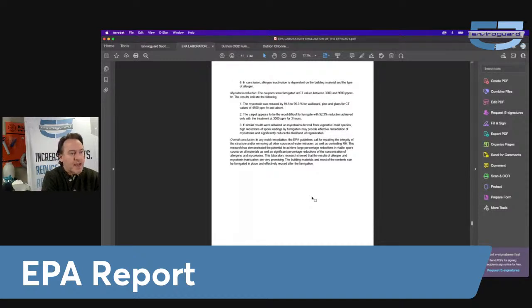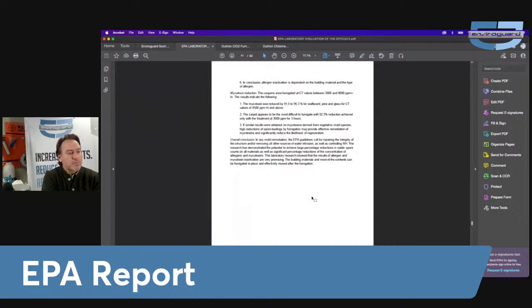The mycotoxins were reduced by 91.5 to 96.3% for wallboard, pine, and glass for CT values of 4,500 parts per million hours and above. The carpet appears to be the most difficult to fumigate, with 92.3% reduction achieved only with the treatment at 3,000 parts per million for 3 hours.